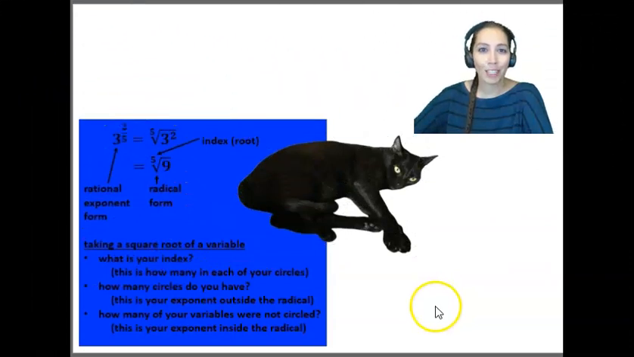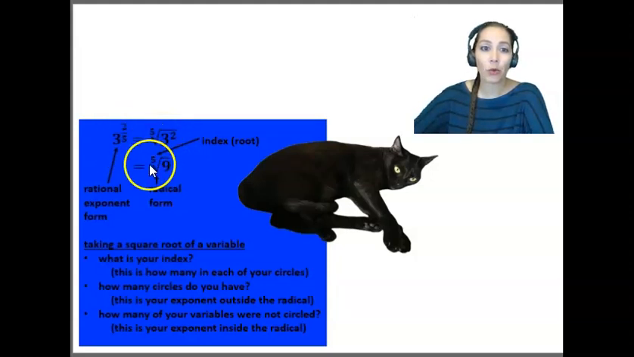My teaching assistant Chloe is here with her latest cheat sheet notes. This first part right here shows you how rational exponent form does equal the radical form. When you have it in rational exponent form, your numerator in your exponent will be inside of the radical sign. Your denominator in the exponent will be the index or the root on the outside. If you are taking the square root of a variable, ask yourself, what is your index? This is how many you're going to have in each of your circles.